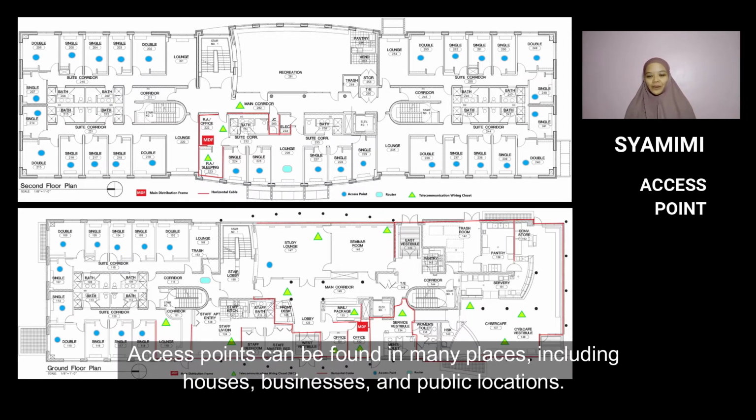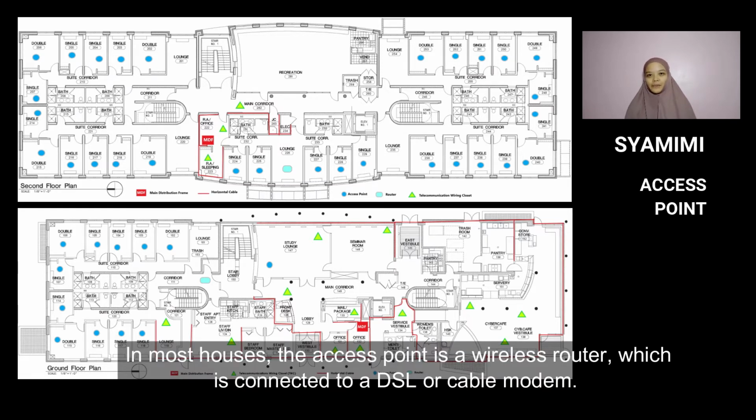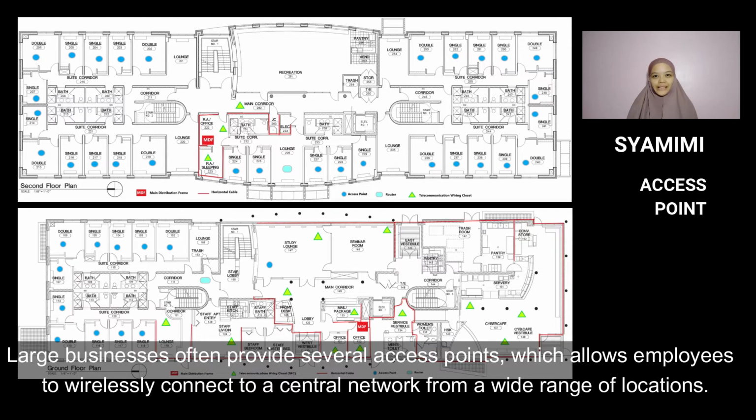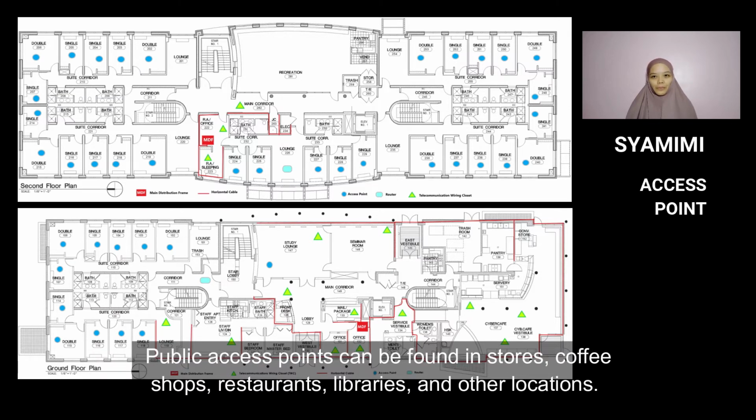Access points can be found in many places, including houses, businesses, and public locations. In most houses, the access point is a wireless router, which is connected to a DSL or cable modem. However, some modems may include wireless capabilities, making the modem itself the access point. Large businesses often provide several access points, which allow employees to wirelessly connect to a central network from a wide range of locations.